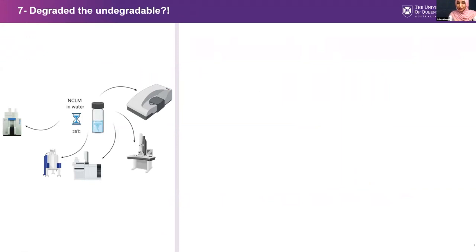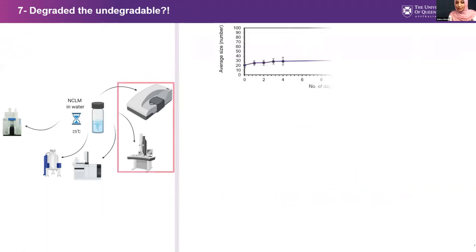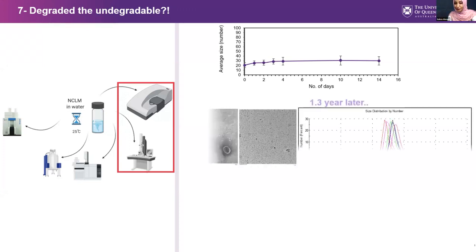Now, the question that we started with: were we successful in degrading the undegradable? In order to test that, we incubated the sample. This is just the results for the non-cross-linked micelles that we synthesized earlier. We incubated this one at room temperature in water, and we kept measuring the DLS to see if there are any changes. For 15 days, we noticed almost no change in the size. There is almost no swelling happening. So we kept the experiment running for even longer.